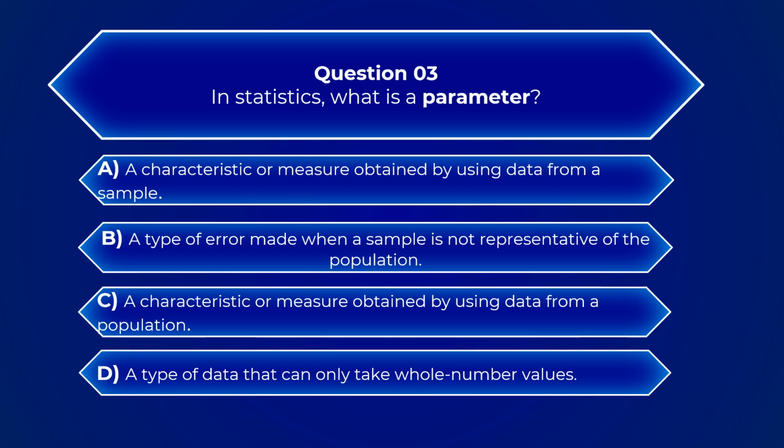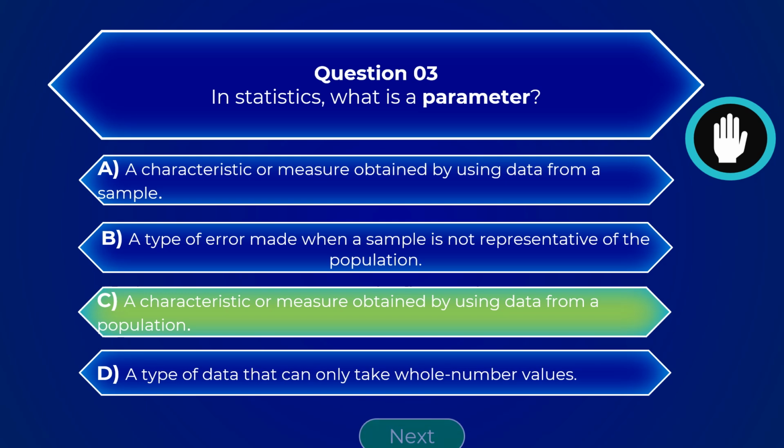Question 3. In statistics, what is a parameter? A. A characteristic or measure obtained by using data from a sample. B. A type of error made when a sample is not representative of the population. C. A characteristic or measure obtained by using data from a population. And D. A type of data that can only take whole number values. So the good answer is the answer C. The parameter is a characteristic or measure obtained by using data from a population.